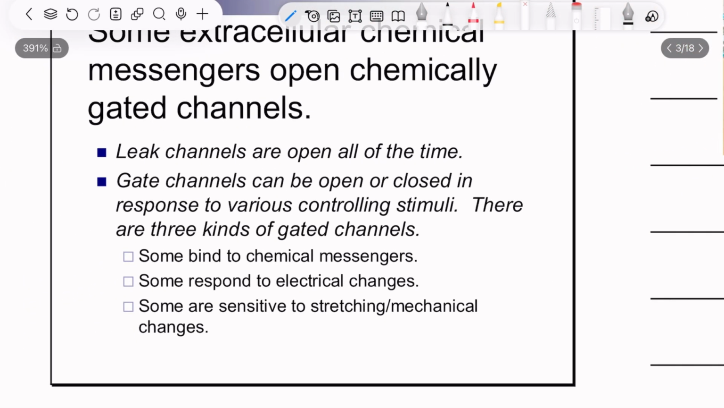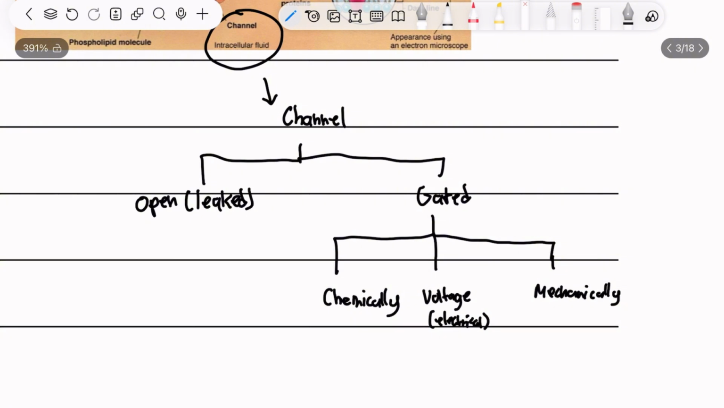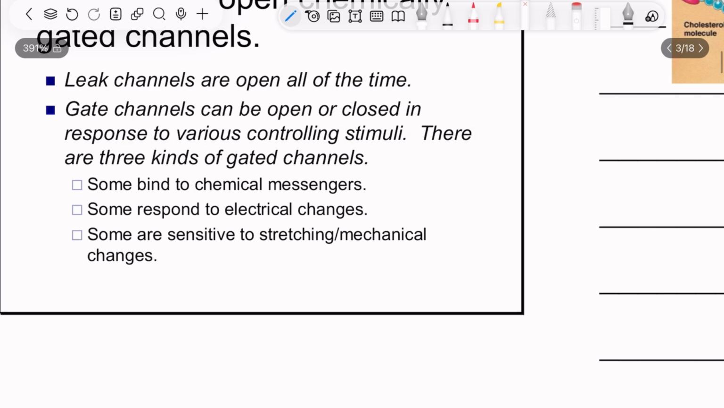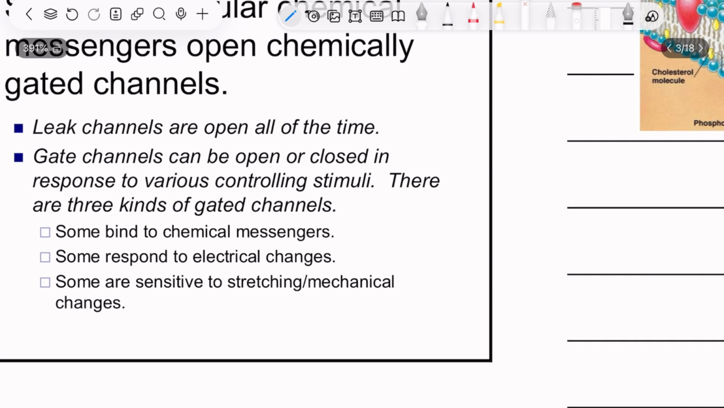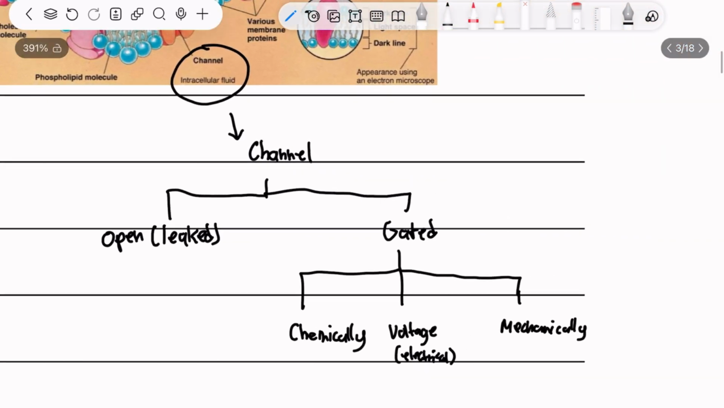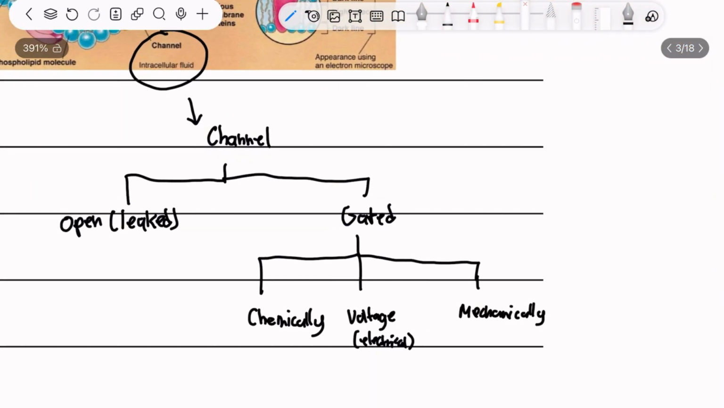Gated channels can be open or closed in response to various controlling stimuli. There are three kinds of gated channels. Some bind to chemical messengers. Chemically, these open or close when a specific chemical, like a neurotransmitter, binds to them. Some respond to electrical changes, voltage or electrical. These respond to changes in electrical charge across the membrane, like during nerve impulses. Finally, some are sensitive to stretching or mechanical changes. These are open or closed in response to physical stretching or changes in the membrane shape. So in summary, leak channels are always open, while gated channels require a signal to be opened or closed.